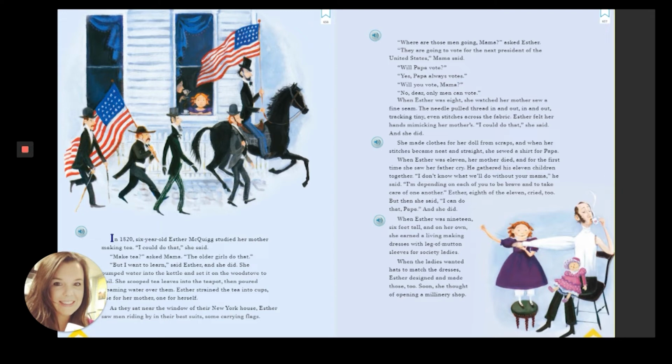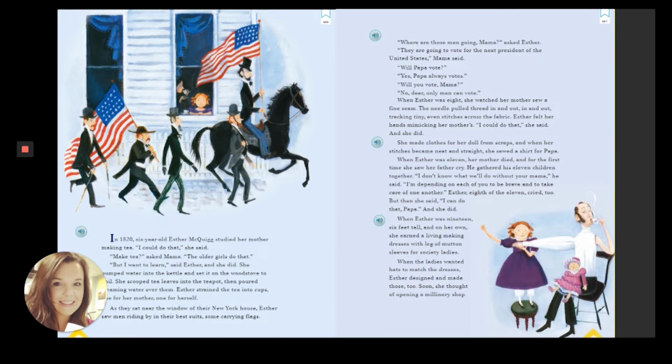When Esther was 8, she watched her mother sew a fine seam. The needle pulled thread in and out, tracking tiny, even stitches across the fabric. Esther felt her hands mimicking her mother's. I could do that, she said, and she did. She made clothes for her doll from scraps, and when her stitches became neat and straight, she sewed a shirt for Papa. When Esther was 11, her mother died, and for the first time she saw her father cry. He gathered his 11 children together. I don't know what we'll do without your mama, he said. I'm depending on each of you to be brave and to take care of one another. Esther, 8th of the 11, cried too. But then she said, I can do that, Papa, and she did.